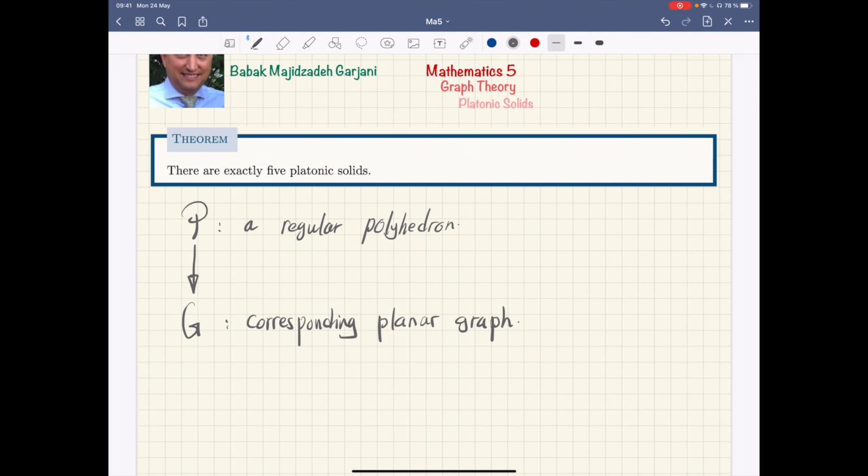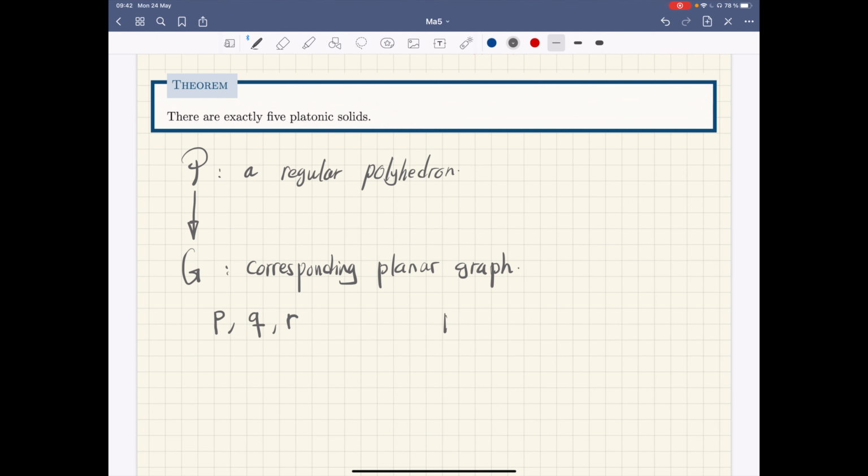Okay, so let us consider the characteristics of this planar graph. Let P be the number of vertices in this planar graph, let Q be the number of edges, and let R be the number of regions of this planar graph. I'm assuming that these numbers are characteristics of this corresponding planar graph. We know that P minus Q plus R should be 2.